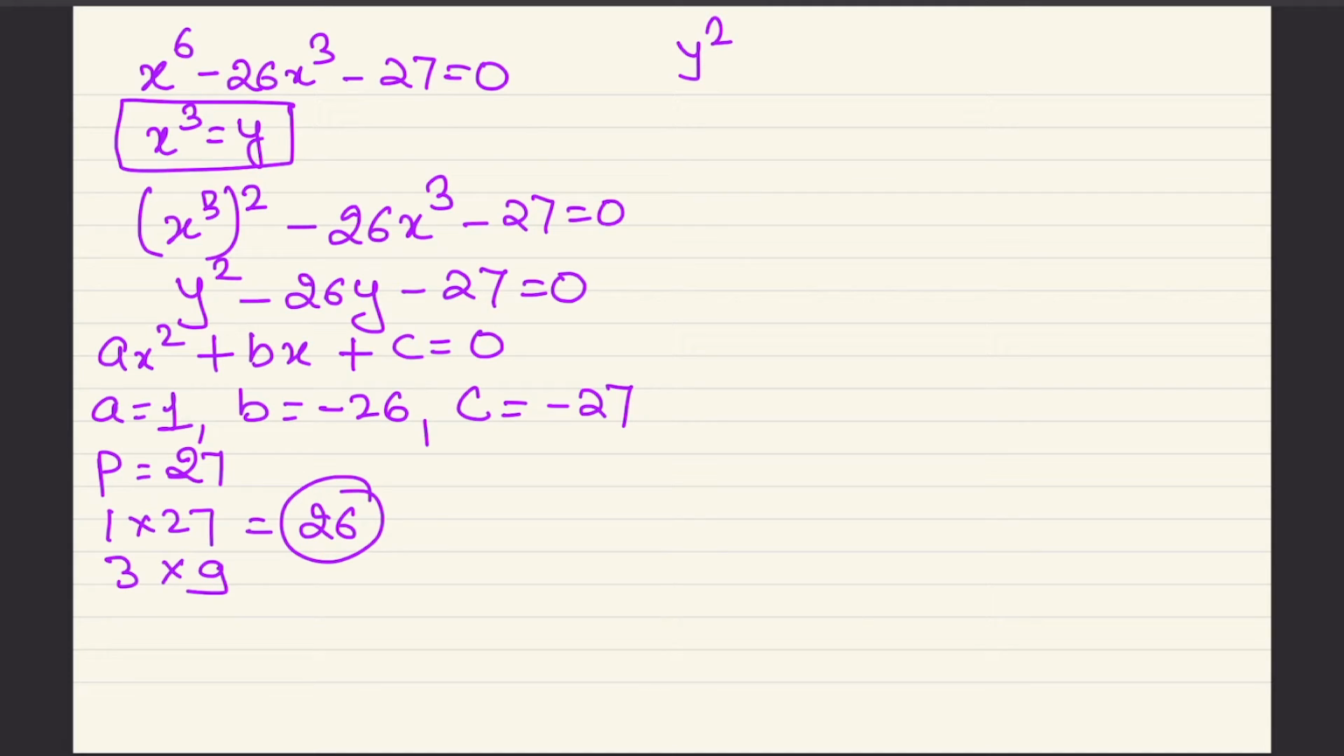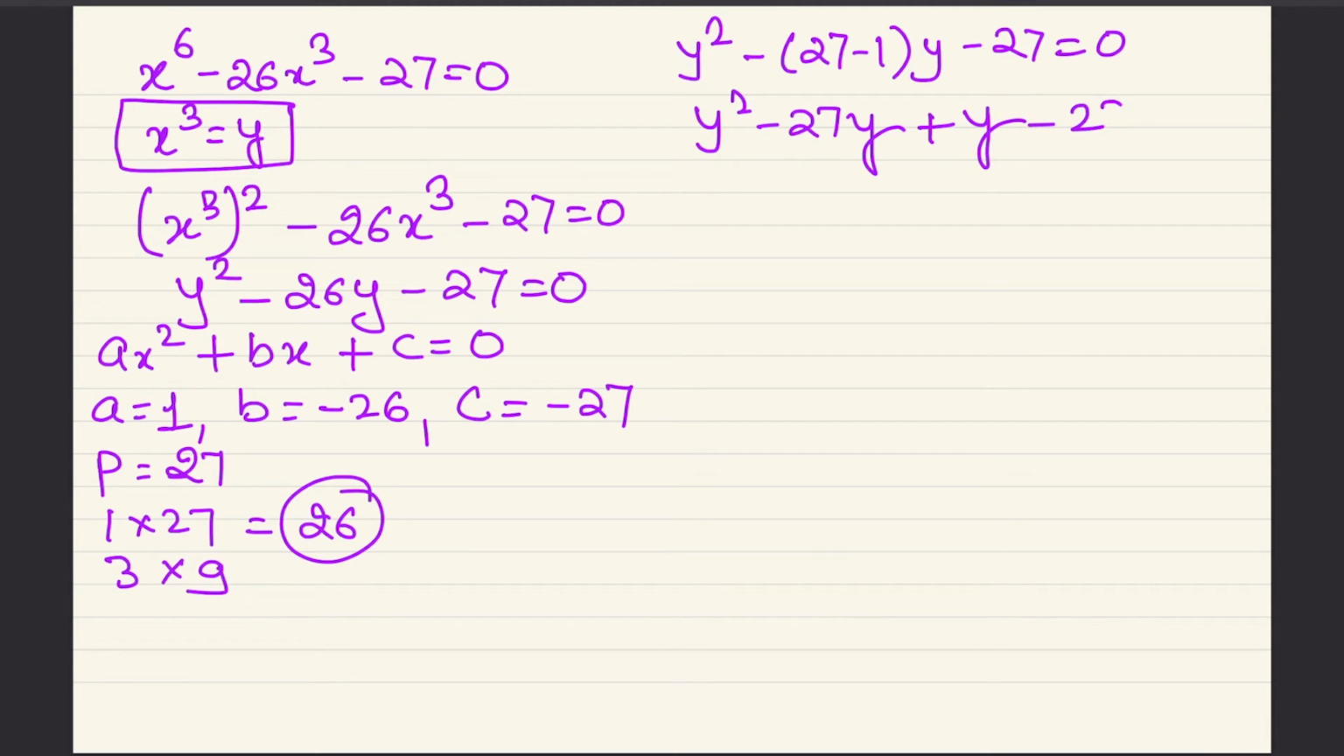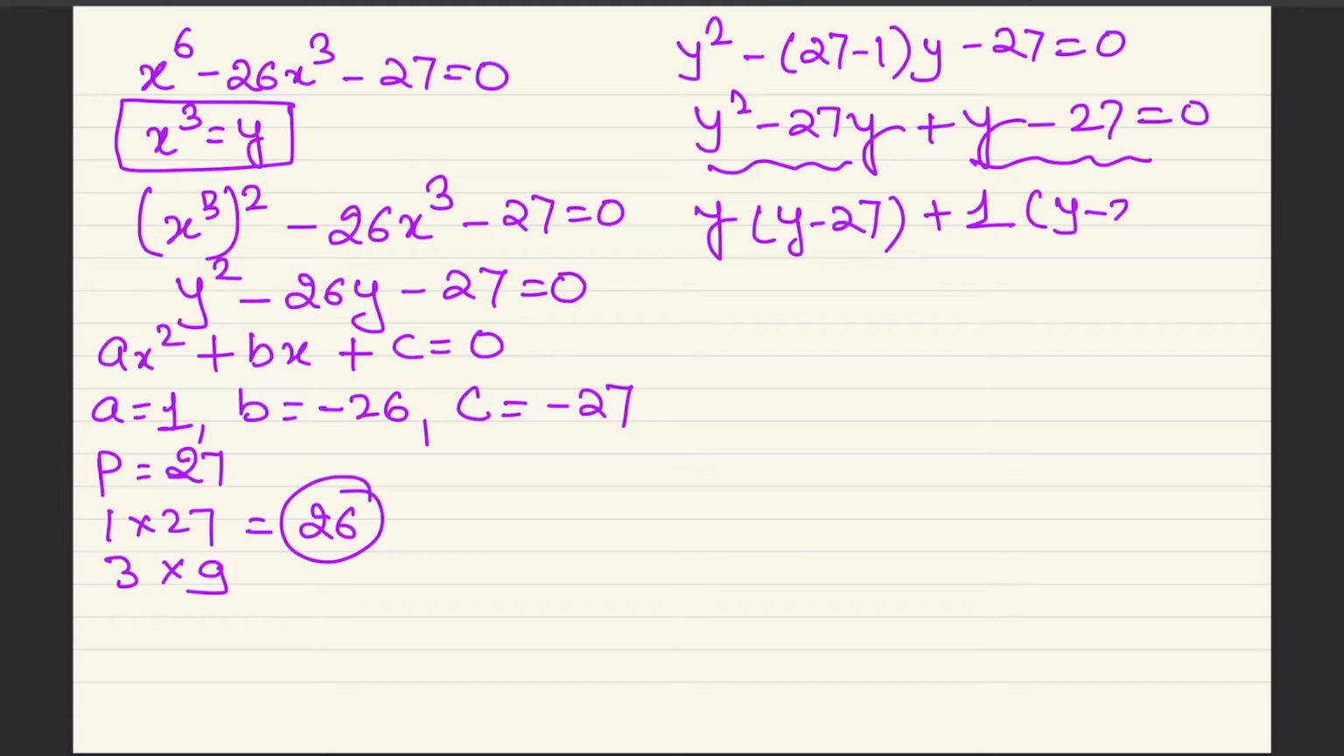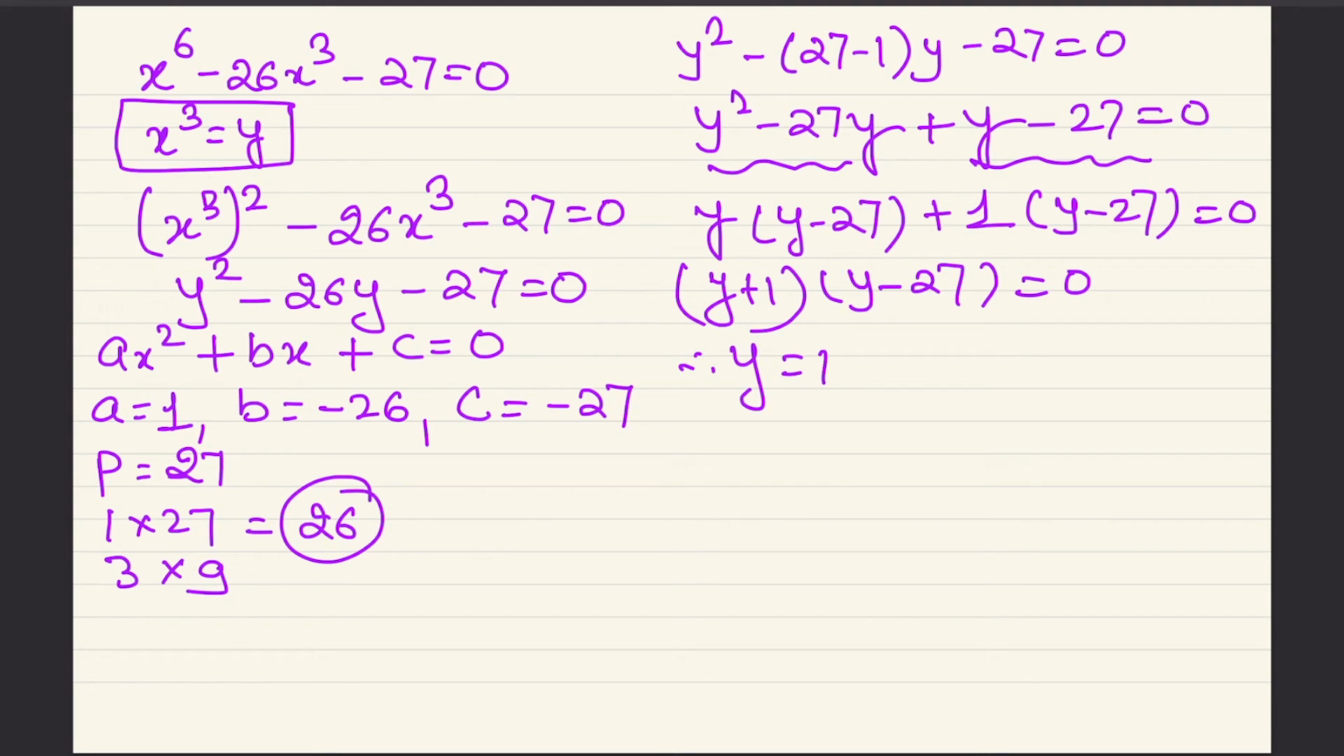y square minus 27y plus y minus 27 equal to 0. Now take the common. We'll take y as common. In the bracket y minus 27, plus 1 and y minus 27 equal to 0. So y plus 1, y minus 27 equal to 0. So y equal to minus 1 or y is equal to 27.